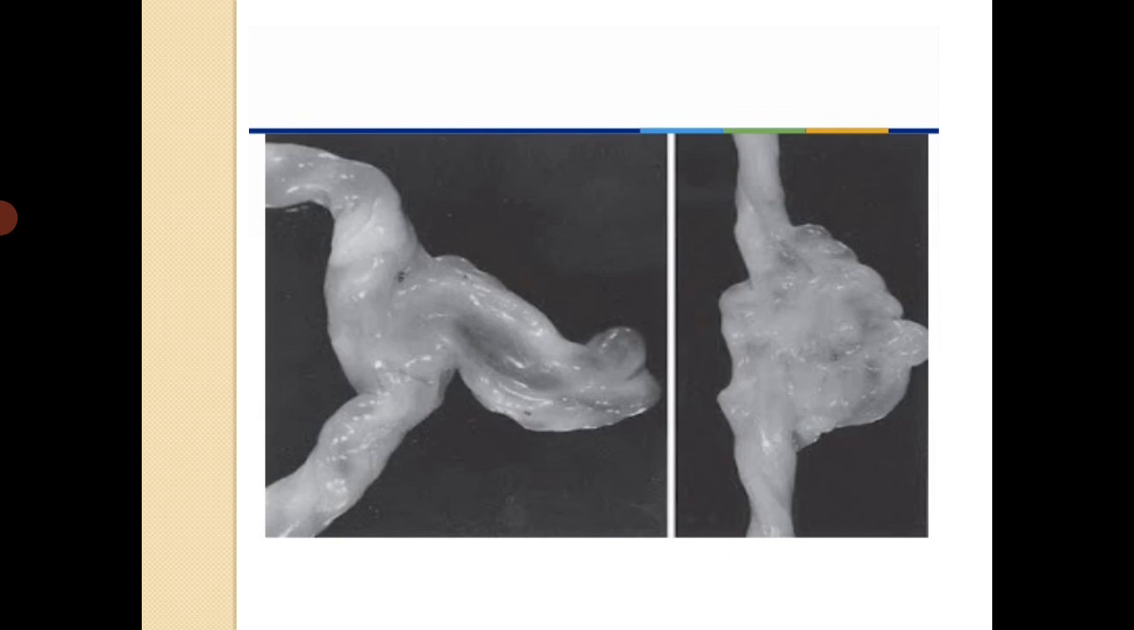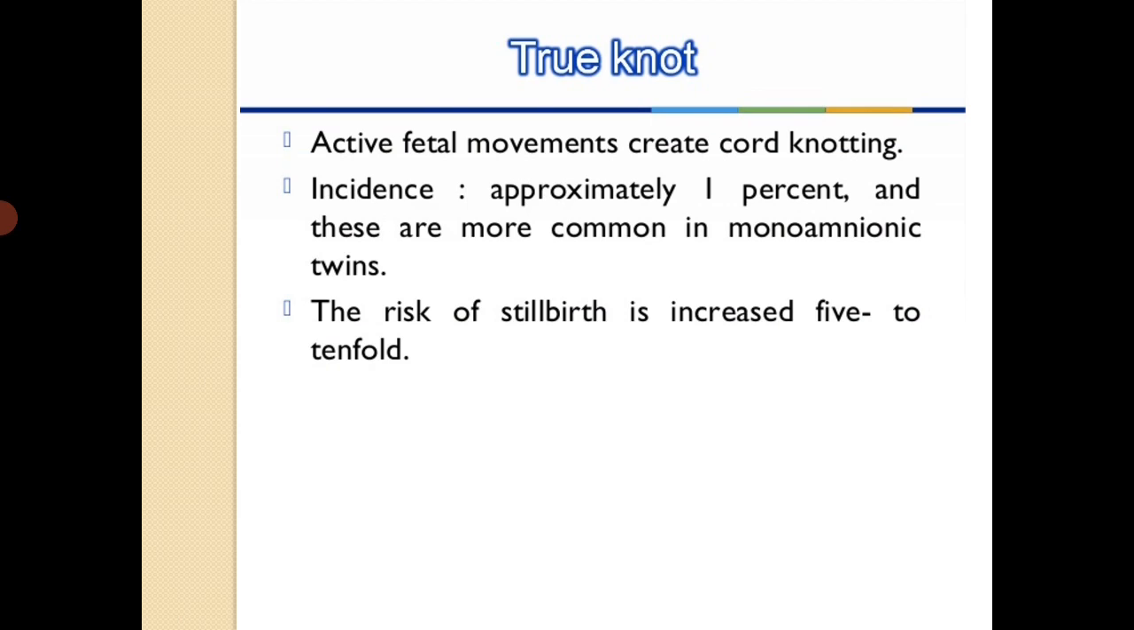This is the knot of the cord. False knotting occurs when the cord appears to be knotted but instead has kinking of the blood vessel within the cord, or it may be due to accumulation of Wharton's jelly on the cord. Next is the true knot.